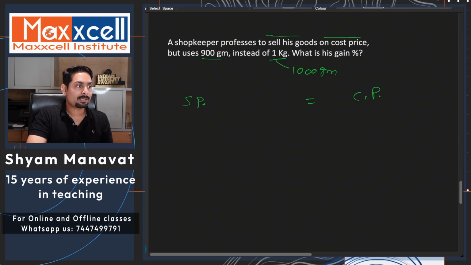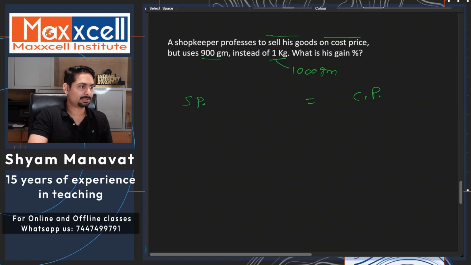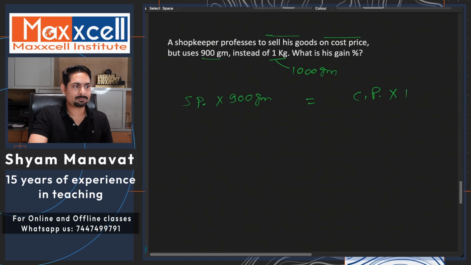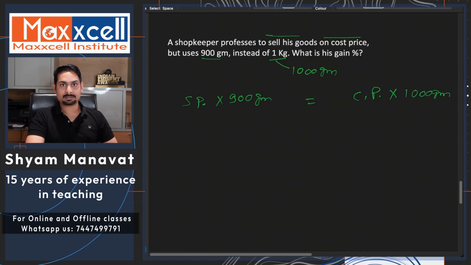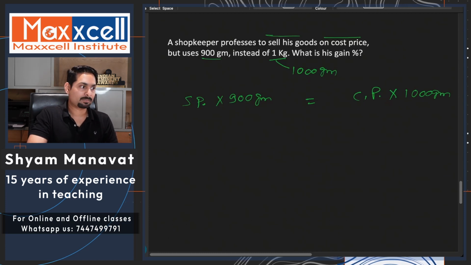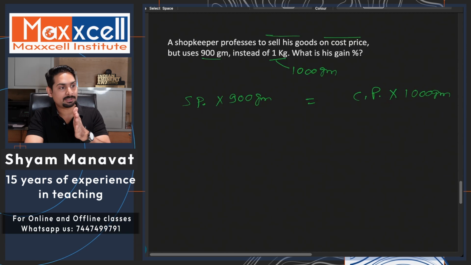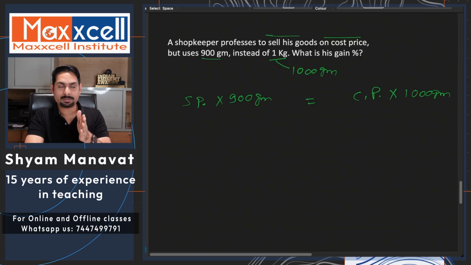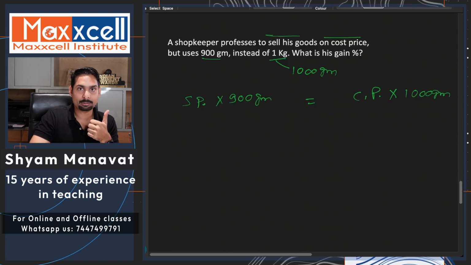But instead of using a 1000 grams weight, he's using 900 grams. So he's selling how much? He's selling 900 grams here, which is equal to the cost of how much? 1000 grams here. Yeah, he's selling 900 grams instead of 1000 grams. So 1000 gram here. Okay, I hope that's clear.